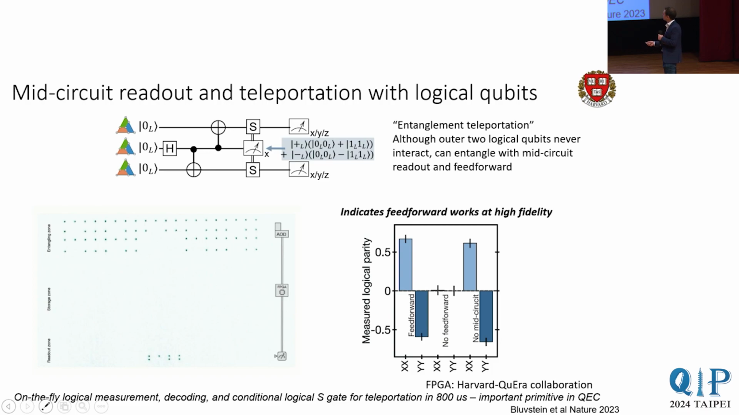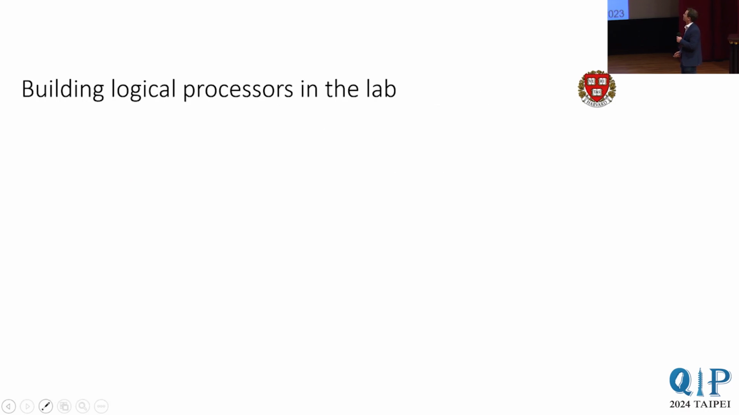And what we see here is that if we don't do this feed forward process, then the XX and YY parities are 0, excuse me. But if we do the feed forward, then we do indeed recover this Bell state, and it's limited just by the fidelity of the underlying 3-qubit GHZ state. If we instead just post-select on the middle logical qubit always having been in the right state, but we don't do any mid-circuit readout or feed forward, then we get the same fidelity as if we do the feed forward step. So it is a good test.